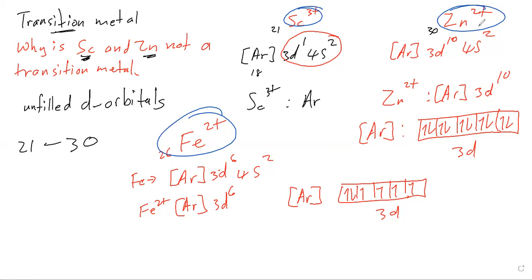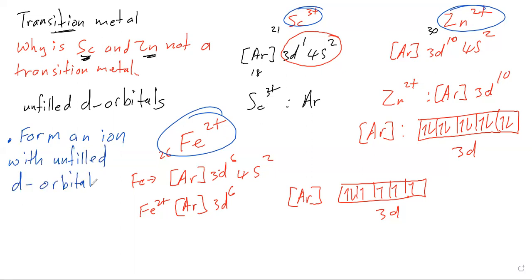All right. Right, so we have three elements on the board. Two of them are not transition metals. One of them is. So to be a transition metal, it must be able to form an ion with unfilled d orbitals.